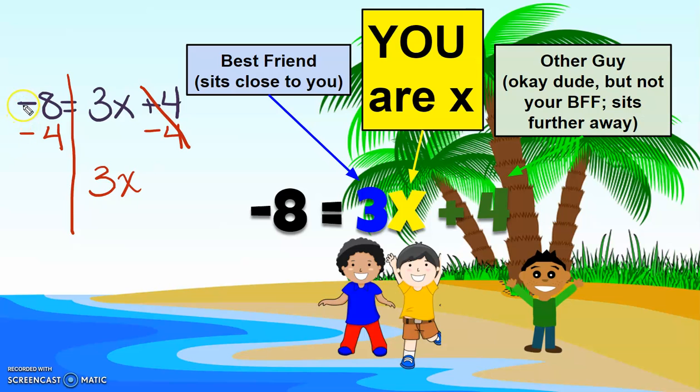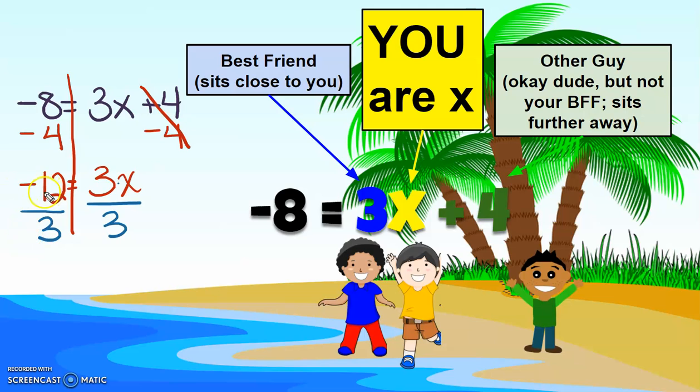So I now need to calculate -8 minus 4, which gives me -12, equal to 3x. Now at this point, the 2 best friends are alone on the island, 3 and x, but you still want to win. So sadly, you have to kick off or get rid of your best friend, in this case, 3. So how do we get rid of times 3? Divide by 3. And of course, I have to do the same thing on both sides to keep it balanced.